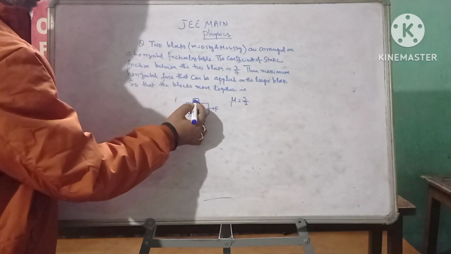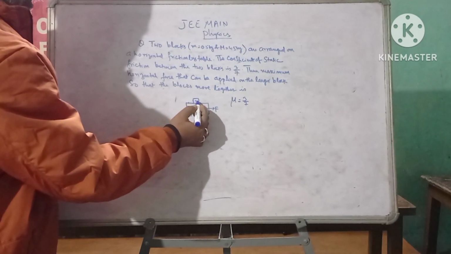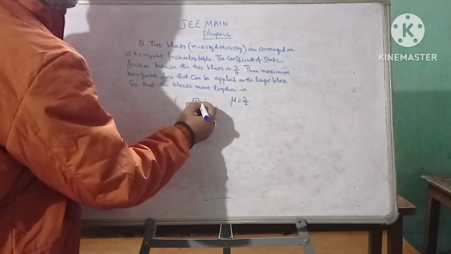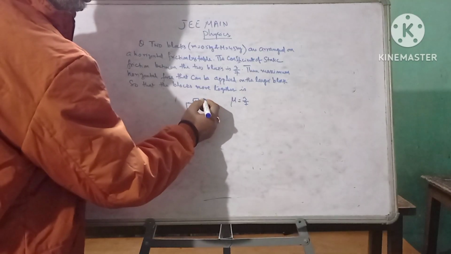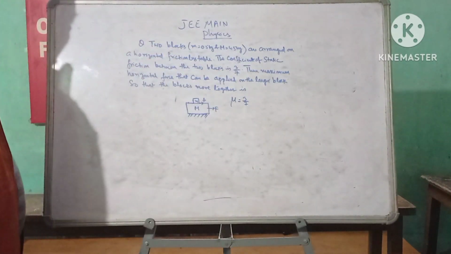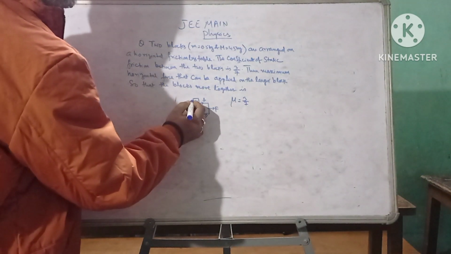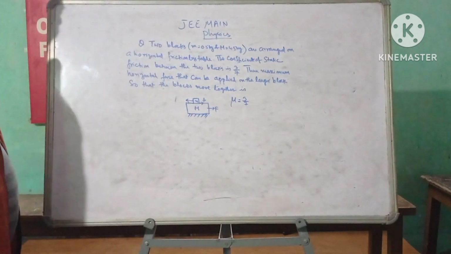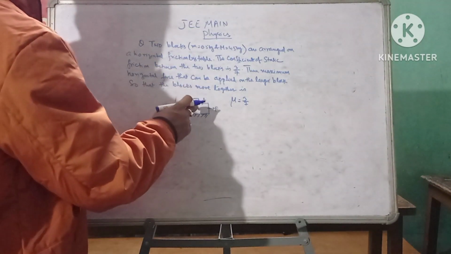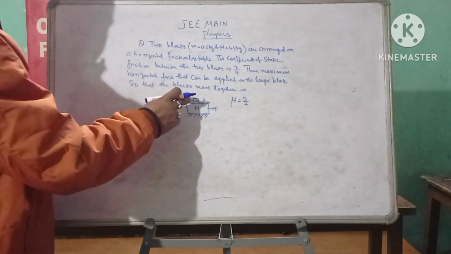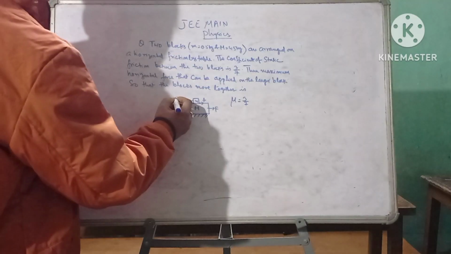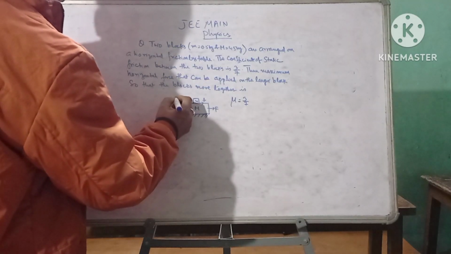Move in this direction. Because of this, they can't move together. That means here your frictional force must be in this direction. This is your frictional force. And to balance this frictional force, there must be an equal and opposite force acting in this direction. To balance this frictional force, there must be a force equal and opposite to it.